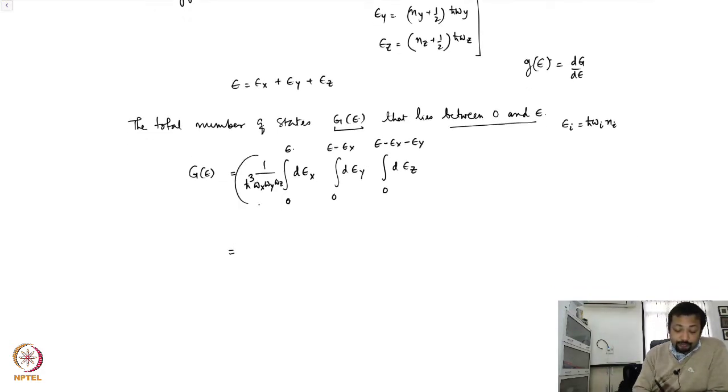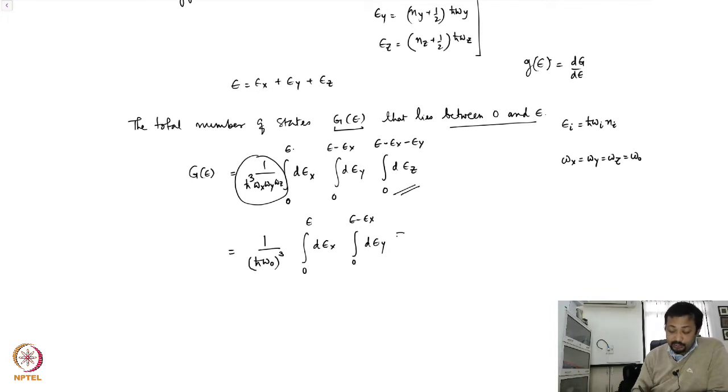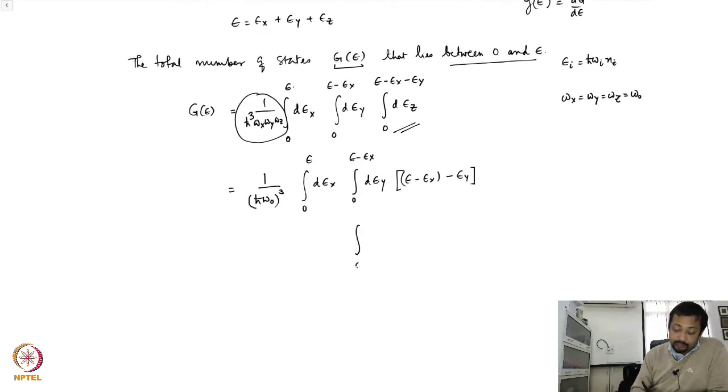We want to not carry forward this cumbersome factor that sits outside, so here we make the assumption that omega x equal to omega y is equal to omega z is equal to omega naught, so that I have h bar omega whole cube, and then the integral is 0 to epsilon d epsilon x, 0 to epsilon minus epsilon x, d epsilon y. If you carry out the integral over epsilon z, you will be left with epsilon minus epsilon x minus epsilon y.